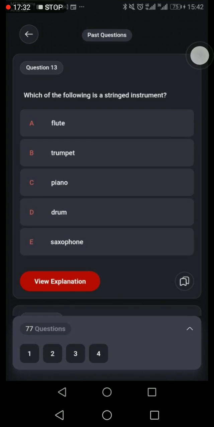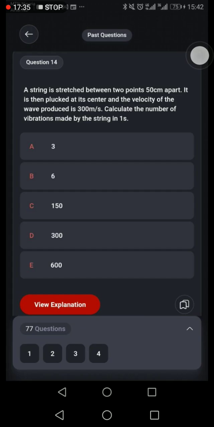Alright, so let's move on. A string is stretched between 2 points 50 centimeters apart. It is then plucked at its center, and the velocity of the wave produced is 300 meters per second. So when you pluck a string at the center, you are producing fundamental notes. Take note of that. I did not mention that in class. I mentioned it here. So it's to your advantage that you are watching the video. So that's fundamental notes. And what's the fundamental note of a string?